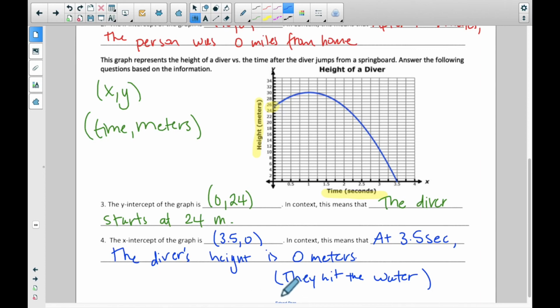All right, we will do some more examples like this in class where we have some context and we're talking about what's happening in context.